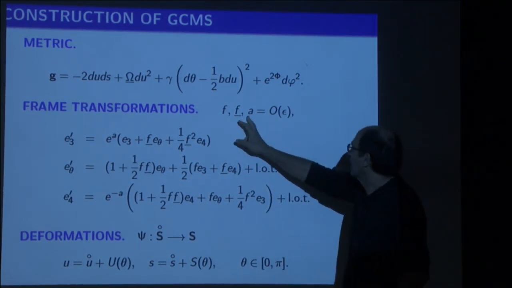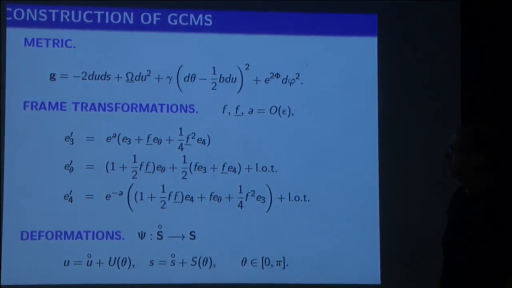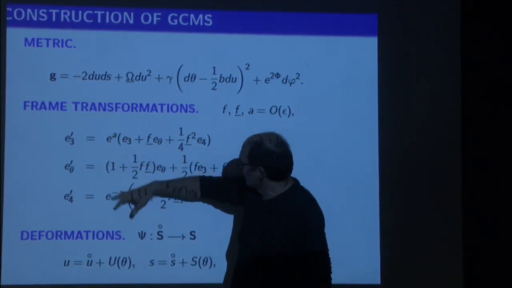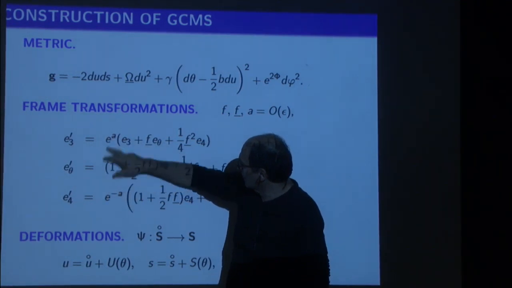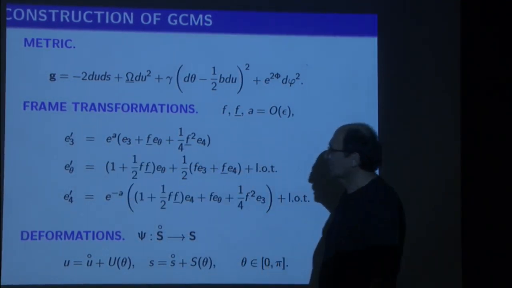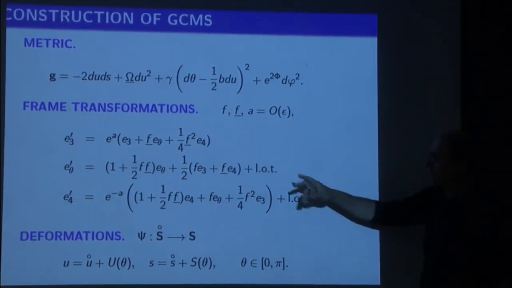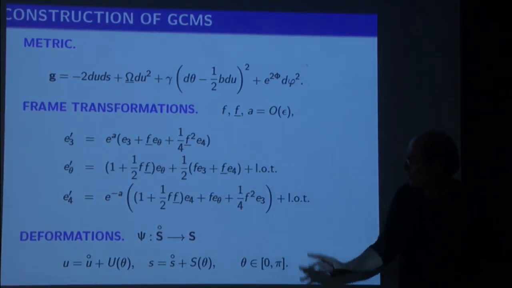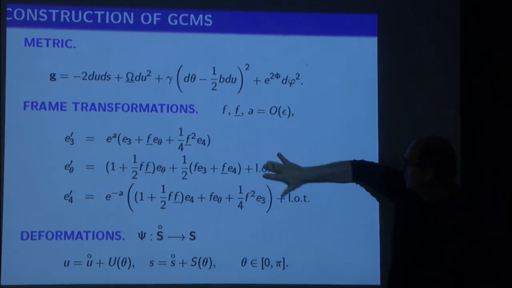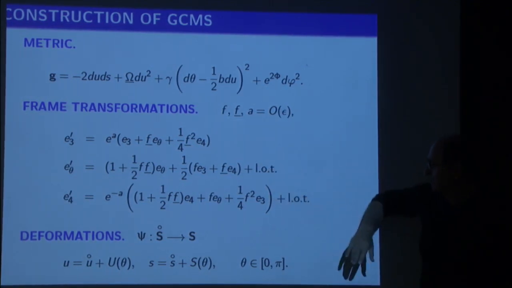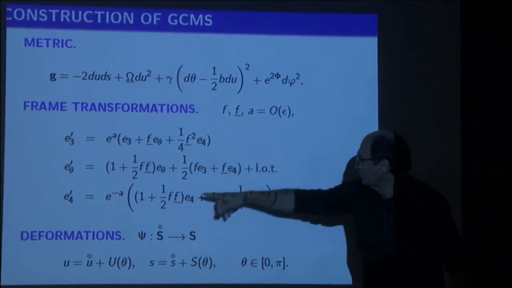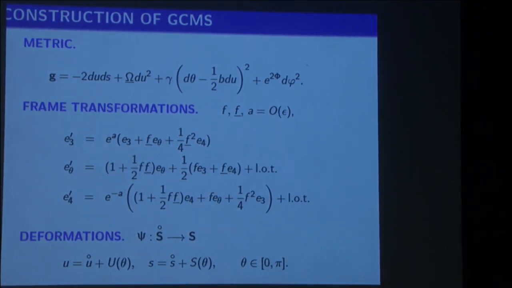Again, F, F bar and A are of order epsilon, right? So you can think about this as being a superposition of a conformal transformation by this e to the A, and then transformations where you keep E3 fixed or E4 fixed. So you superimpose. When you superimpose, of course, you get many other lower order terms here, which I suppress. But you have, for example, this F times F bar will be in principle of order epsilon. Okay, and then you look.